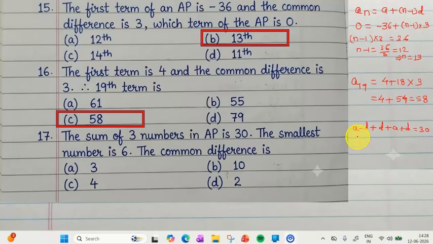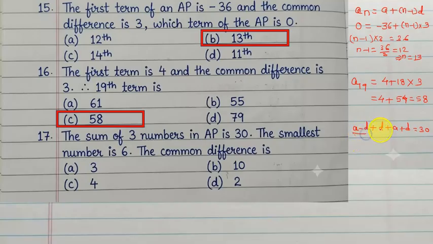Three terms in AP, the standard form is a minus d, a, a plus d, that is equal to 30. Here minus d plus d get cancelled. Then you will get a plus a plus a is equal to 30, and hence it implies that a is equal to 10.